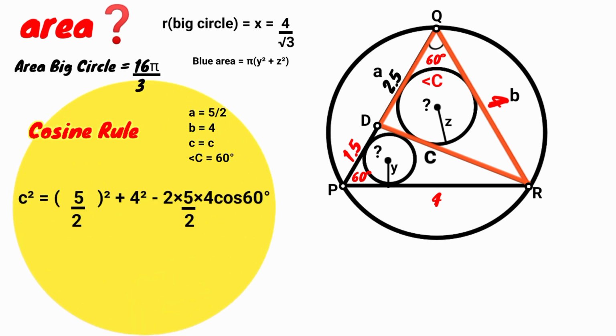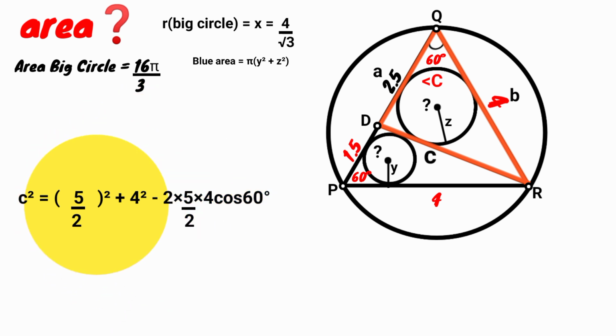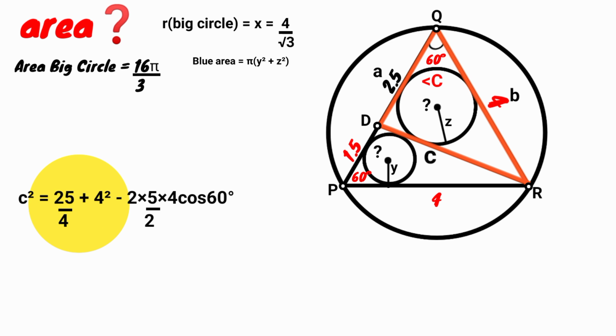So C squared equal to (5 over 2) all squared plus 4 squared minus 2 times 5 over 2 times 4 times cos 60 degrees. (5 over 2) all squared is 25 over 4. 4 squared is 16. Minus 2 times 5 over 2 is minus 5. And minus 5 times 4 is minus 20. Cos 60 degrees is 1 over 2. Minus 20 times 1 over 2 is minus 10.